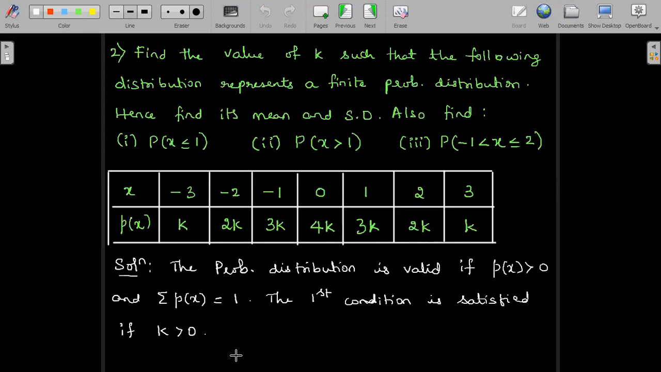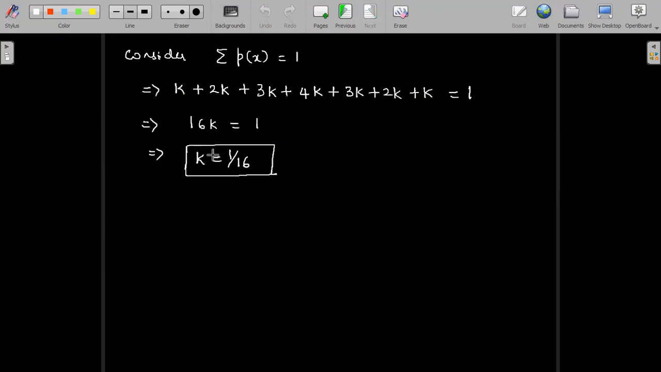Now with this value of k, we need to rewrite the table, which will help us to find out the remaining things: mean, standard deviation, and probabilities of different values of x lying. All that can be easily found out if we rewrite the table with the known value of k. So just now we obtained k equal to 1 by 16. With that, we will rewrite the table.